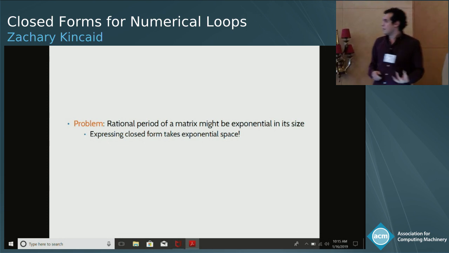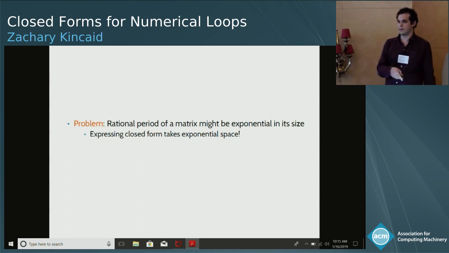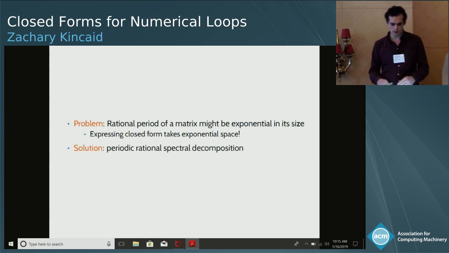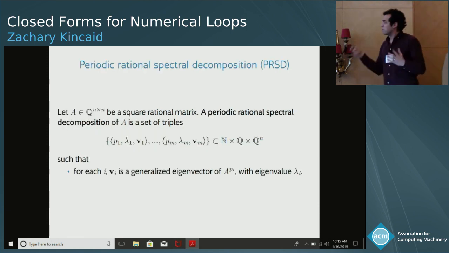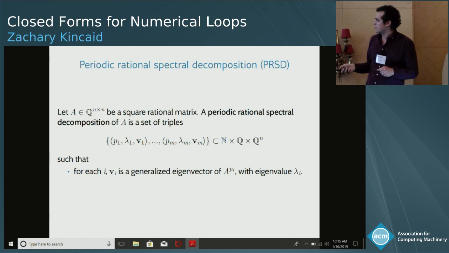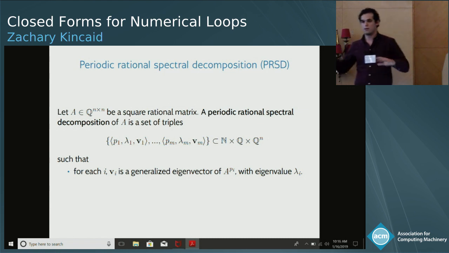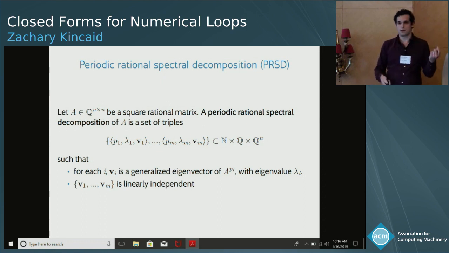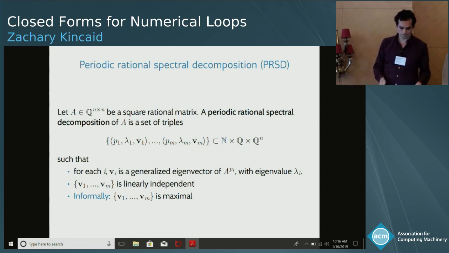All right, so the problem with this naive solution is that it's exponential space, because the period can be exponential in the size of the matrix. So that's not great. And our solution to this problem is a device we call the periodic rational spectral decomposition of the matrix, or PRSD. The PRSD is a set of triples, which basically just identifies all of the eigenvectors, all the eigenvalues, and also the component periods of the matrix. So a set of triples such that for each i, v_i is a generalized eigenvector of A to the power p_i with eigenvalue lambda_i. We want all of these vectors to be linearly independent, and we also want the vectors to be maximal in a sense that I'm not going to describe any further, at least in this talk.